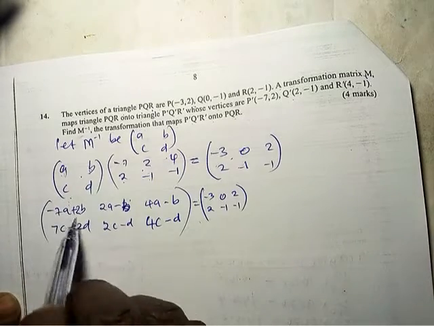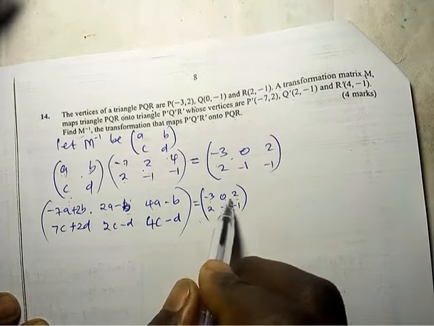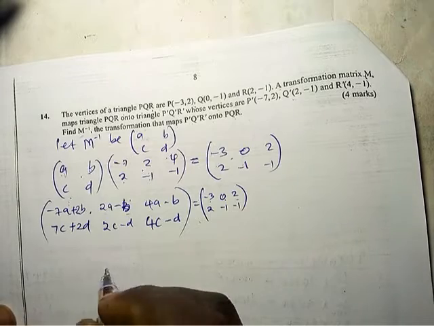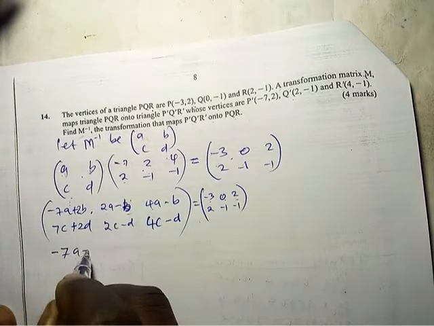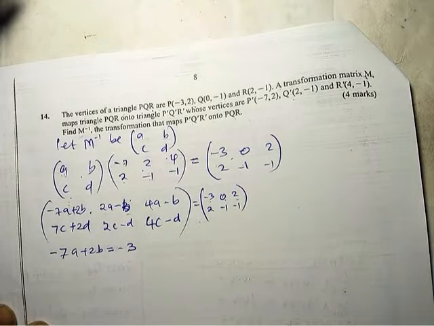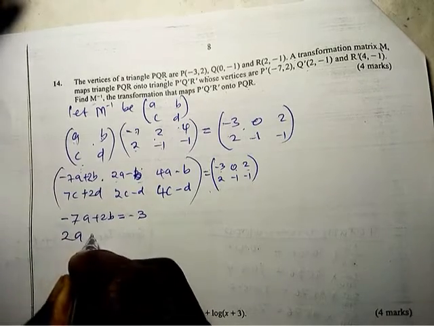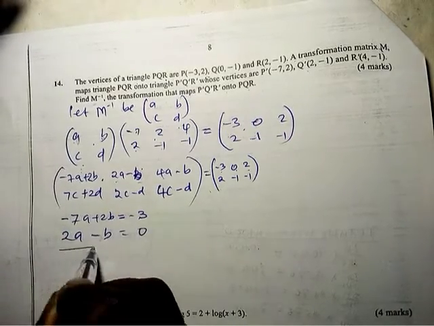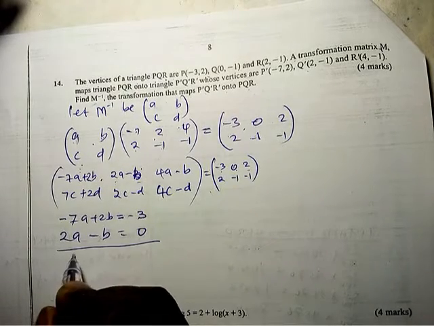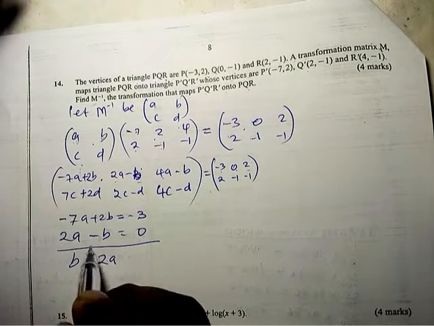So the first one is equal to negative 3, the second one is equal to 0, and the third one is equal to 2, like that. So you equate this and that to get the value of a and b. So negative 7a plus 2b will be equal to negative 3. And then 2a minus b, the answer is 0. So you can use elimination or substitution to get the value. So we can substitute and say that b is equal to 2a. Then substitute this one here.